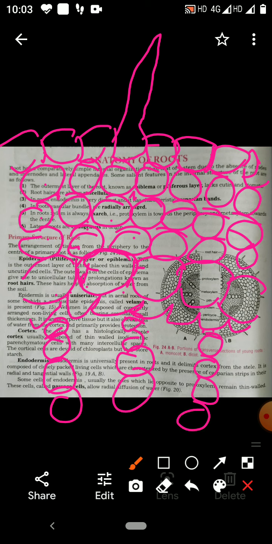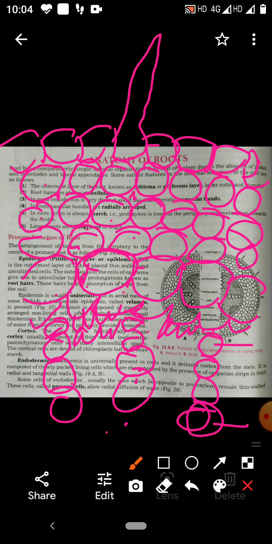So these are the xylem. This is the protoxylem and this one is metaxylem. In between the xylem, phloem is present. Then in the center is the pith. Pith occupies a very small area in the central part of the root. It consists of thin-walled parenchymatous cells.